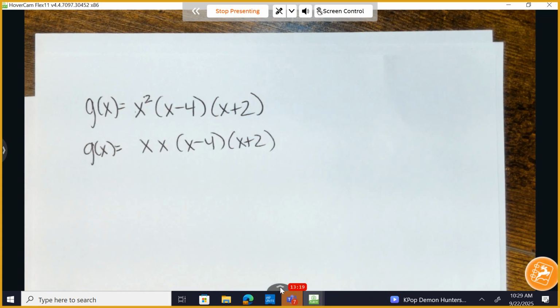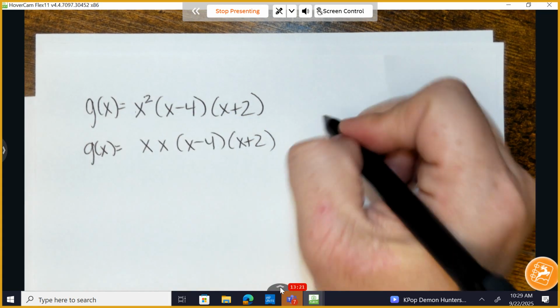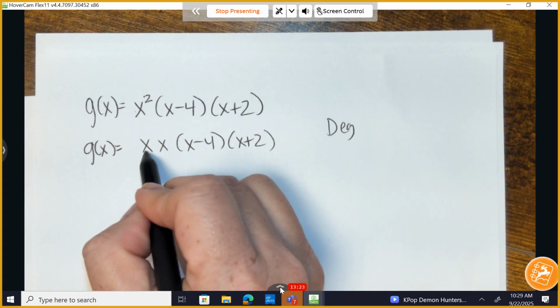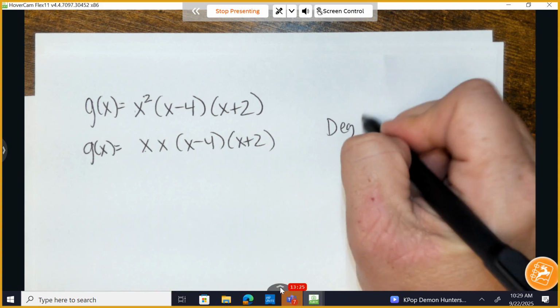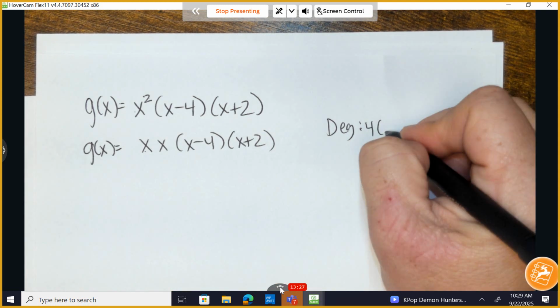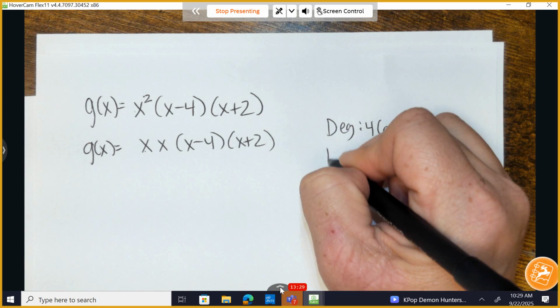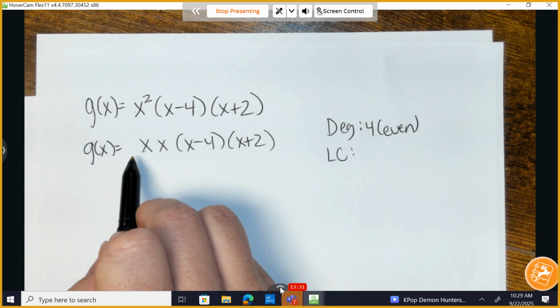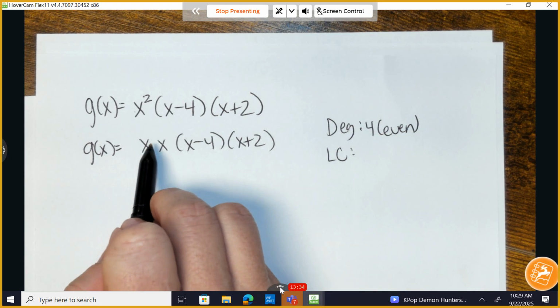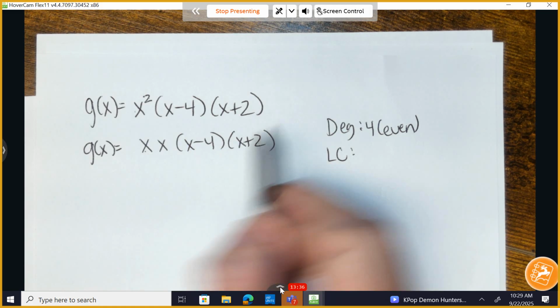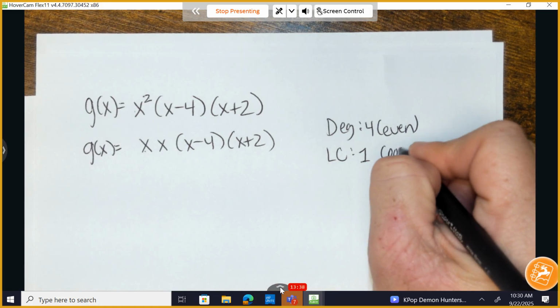And so for this problem, let's start by identifying the degree. That means how many x's do we have? 1, 2, 3, 4. So again, we're on degree 4, which is an even number. And the leading coefficient would be the values in front of the x. 1 times 1 times 1 times 1, which would be positive value.